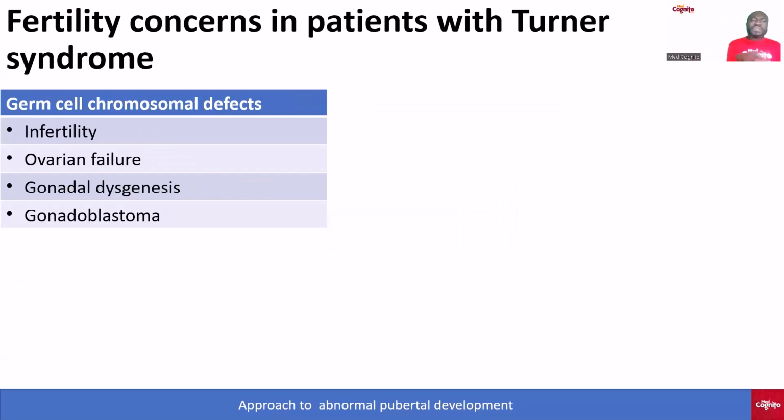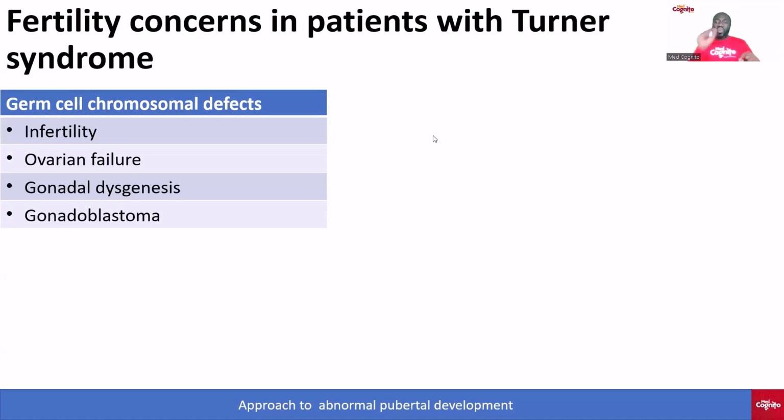Now, what are the fertility concerns? This is also very important, because it will affect the way you're going to manage the patient. Fertility concerns in patients with Turner syndrome. They may have germ cell chromosomal defects, and they may present with infertility, ovarian failure, gonadal dysgenesis, and gonadoblastoma. Okay, infertility, ovarian failure, gonadal dysgenesis, and gonadal failure. And then they can also have gonadoblastoma.